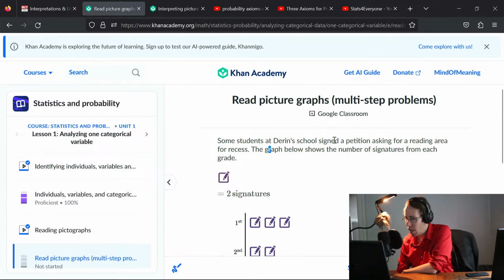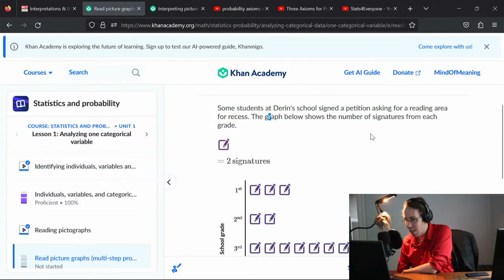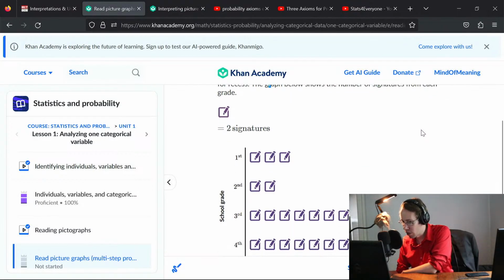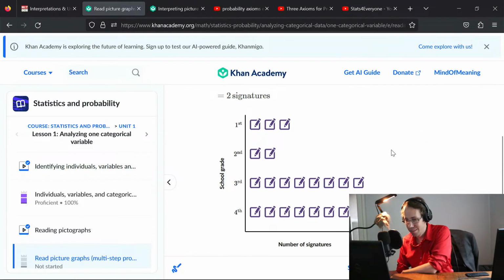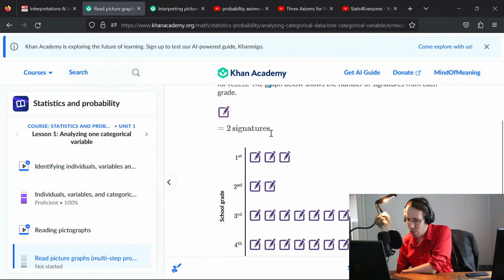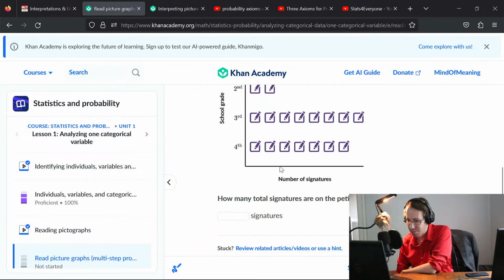Some students at Darren's school signed a petition asking for a reading area for recess. The graph below shows the number of signatures from each grade. Aw. That's right, kids. Get political. 2 signatures. How many total signatures are on the petition?